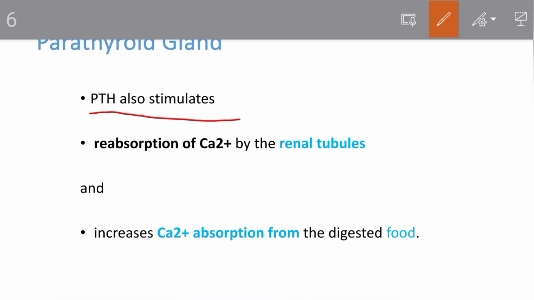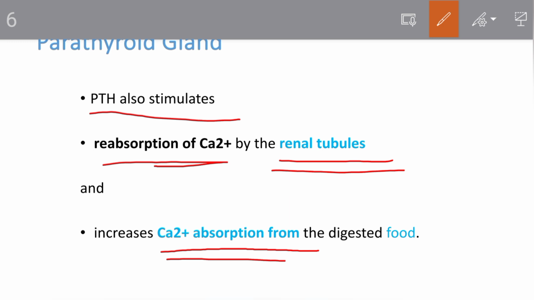Parathyroid hormone also stimulates reabsorption of calcium by renal tubules, that is nephrons. And parathyroid hormone increases calcium ion absorption from digested food. So parathyroid hormone increases blood calcium by bone resorption, by reabsorption of calcium by renal tubules, and by absorption of calcium from digested food.